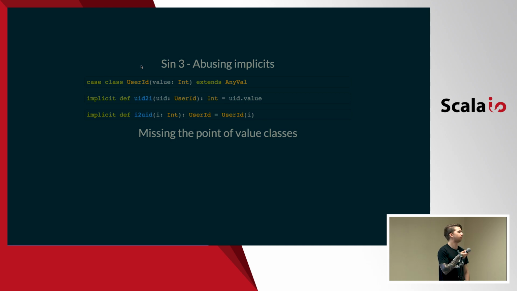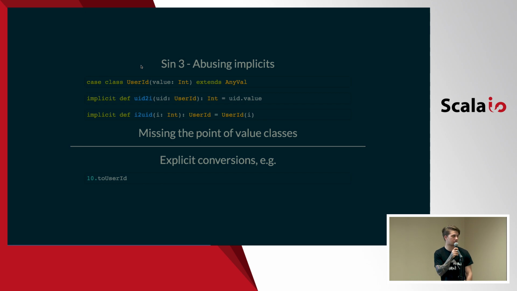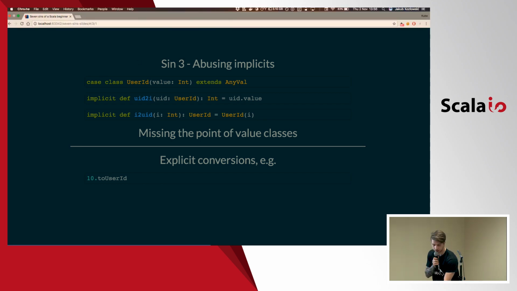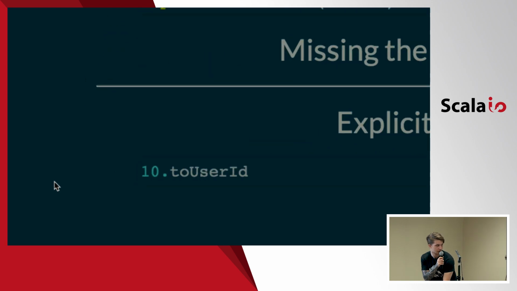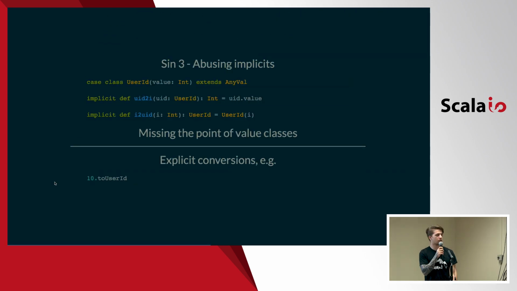And what can we do instead to solve this problem? If you really need a quick way to create user ID instances from ints, you can add an explicit conversion through an implicit class or something like that, and have something like 10.toUserID. So it's still a better thing than just an implicit conversion inside a companion object, for example, that will be visible everywhere, and it's going to cause a lot of headaches. Or you can actually use the second implicit conversion, but maybe just in tests. It's still not a bad idea.